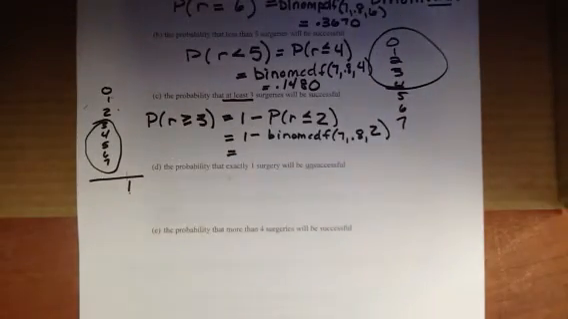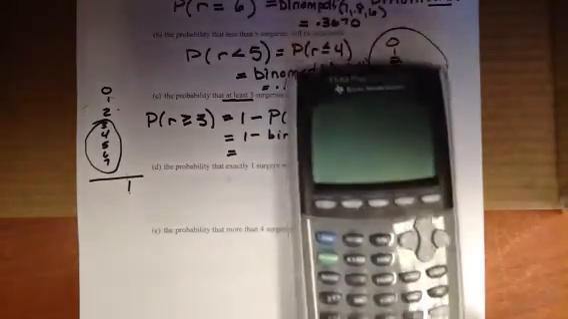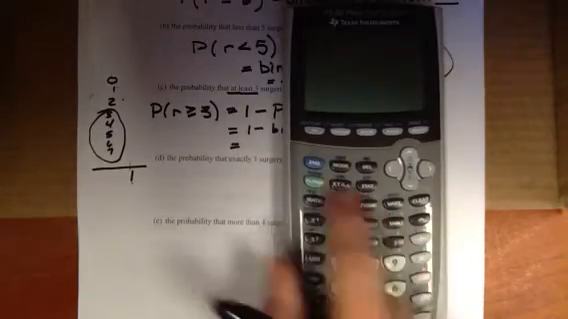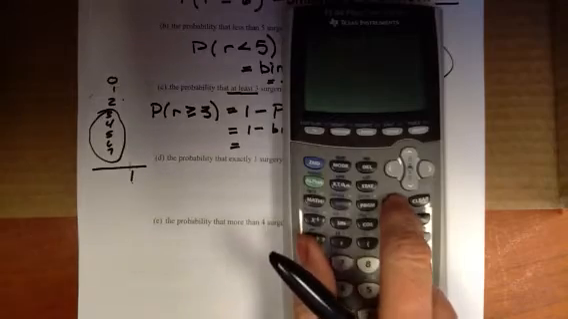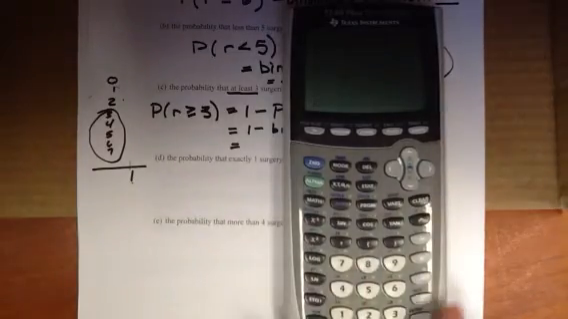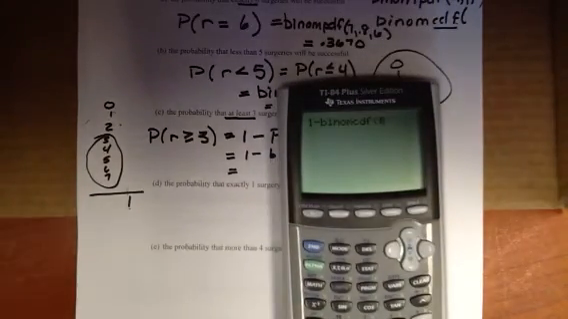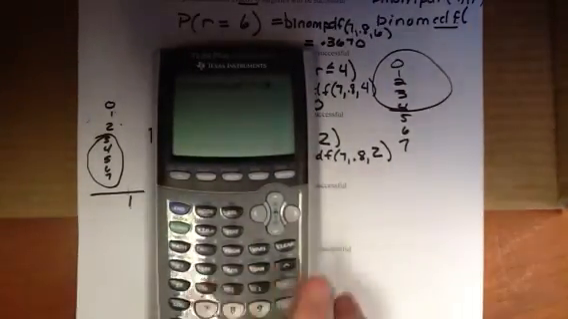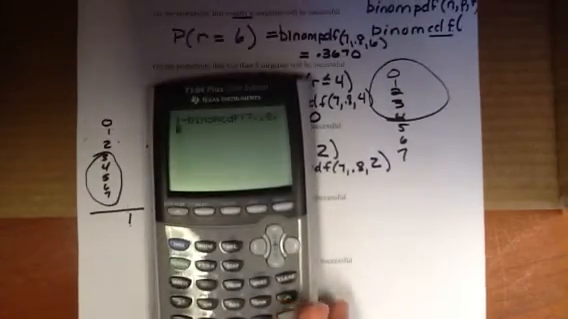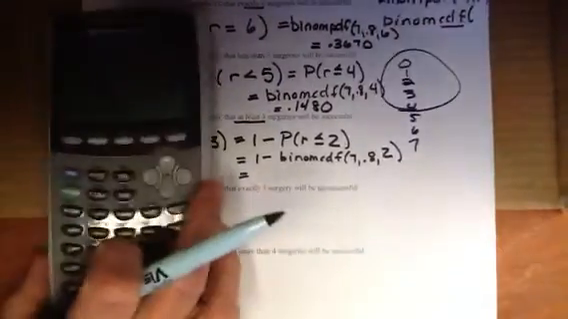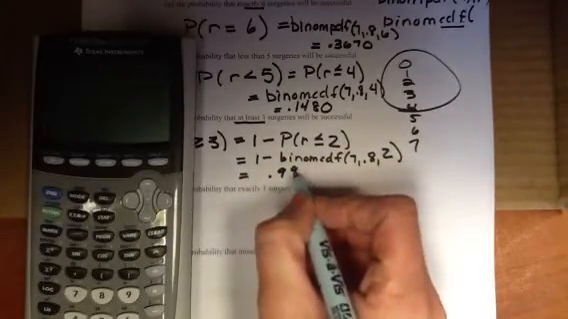So in our calculator, we would have 1 minus, do second distribution above the vars key, go down to binom CDF, and we do 7, 0.8, 2. And we have 0.9953. Make sense?